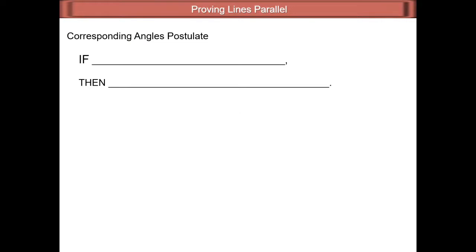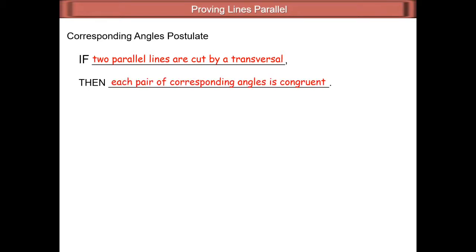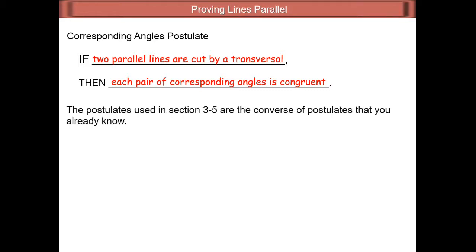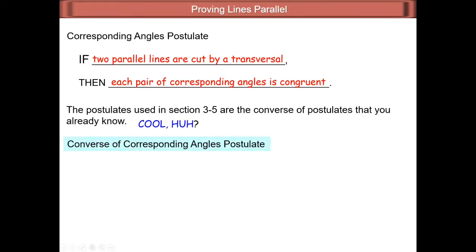If we think about the corresponding angles postulate, we know that it says, if two parallel lines are cut by a transversal, then each pair of corresponding angles is congruent. The postulates used in section 3.5 are the converses of postulates that you already know. So how do we get our converse?